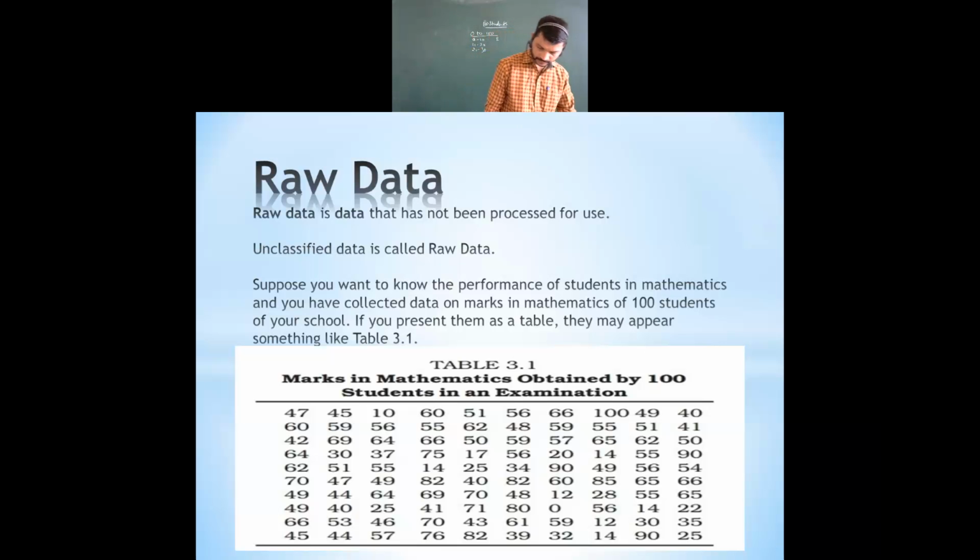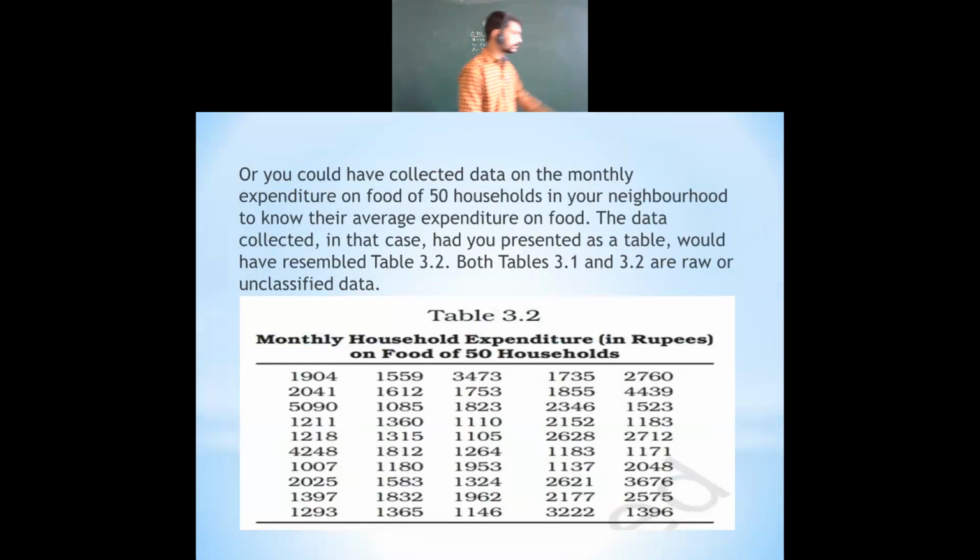Let's see one more thing. One is over. Now the second one. We have collected data, the monthly expenditure on food of 50 households in your neighborhood, to know the average expenditure on food. Now, 50 families, households, we have collected the data on the expenditure on food. Food means what you eat daily, right? On that, what you are spending.